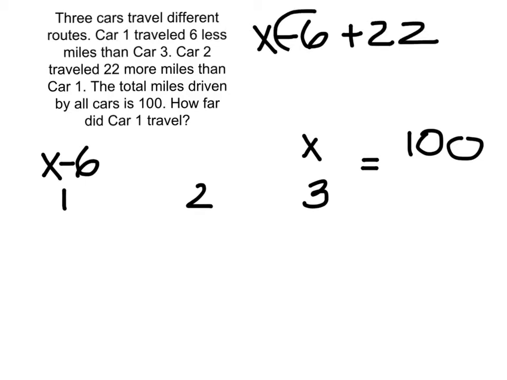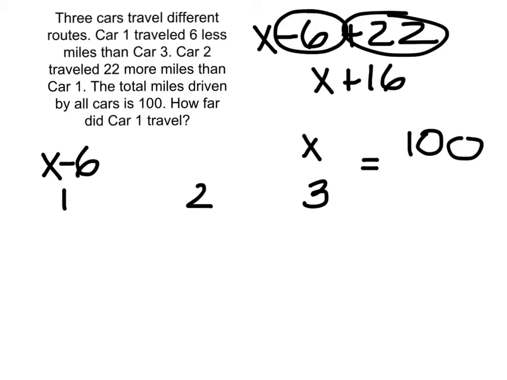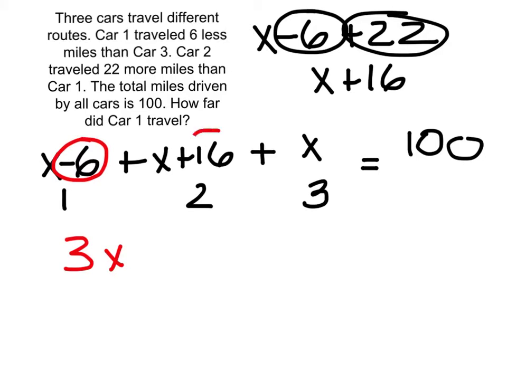How can I simplify minus 6 and 22? Yeah, that would be X plus 16. You just treat it as negative 6 plus 22. And the operation we put in here is going to be plus. How many X's are there? 3 X's. How about negative 6 plus 16? 10.